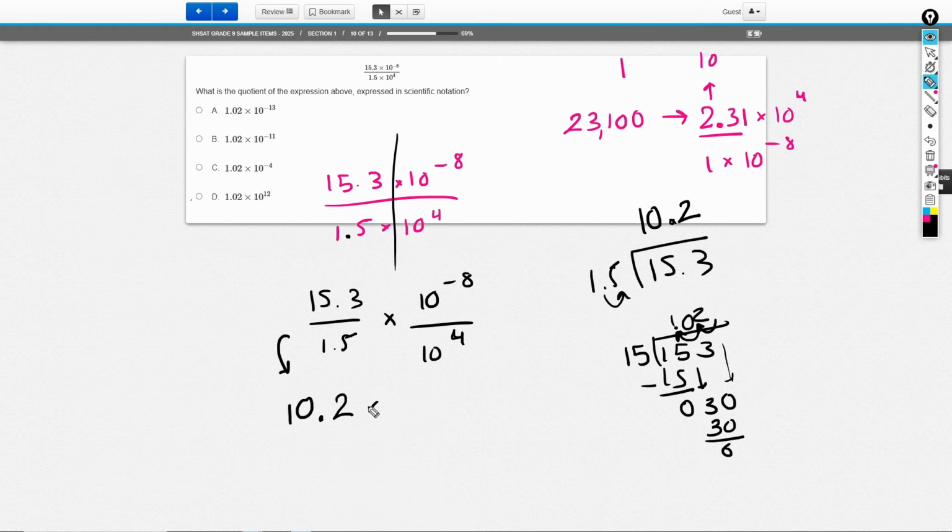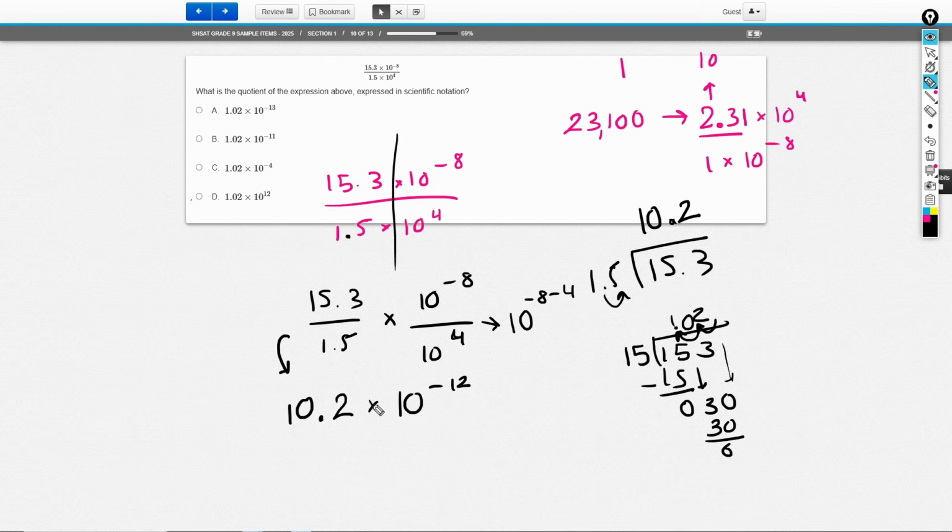And we're multiplying that by 10 to the power of negative 8 divided by 10 to the power of 4. Notice here we have the same base, so we can rewrite this as an exponent under one base, 10, and in the exponent we have the numerator negative 8 minus the denominator 4, and this turns into 10 to the power of negative 12 if you remember those exponent rules.